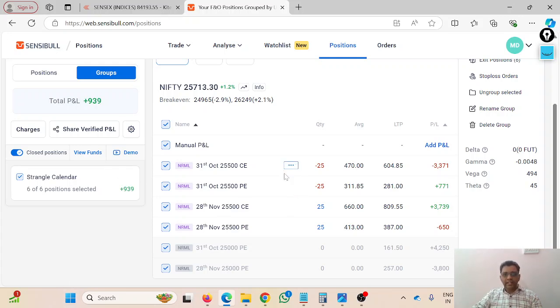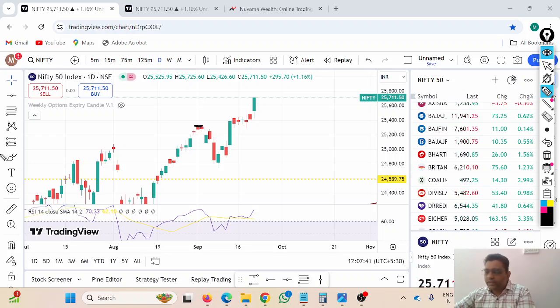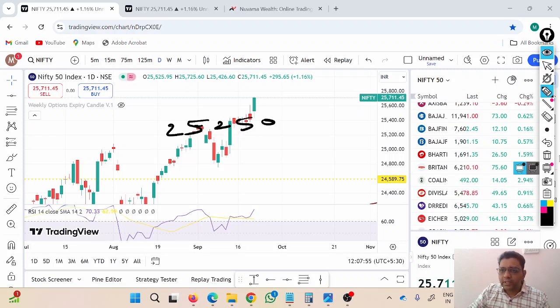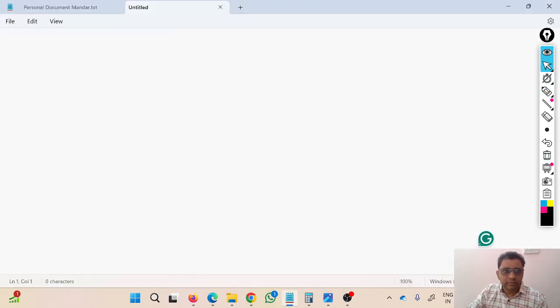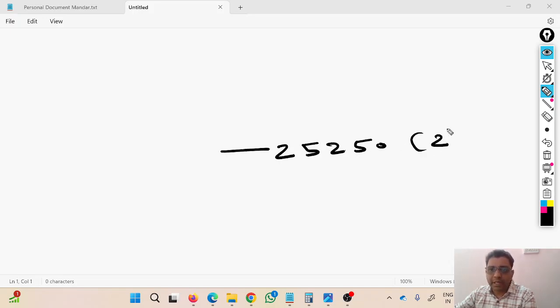So you can see my trade running. For my followers, I have deployed this kind of demo trade with one lot on 2nd of September. If you check here, this is the date. On 2nd of September, Nifty was trading around 25,250. This was the level of Nifty. So I'll explain over here what I did, when it was around 25,250 on 2nd of September.